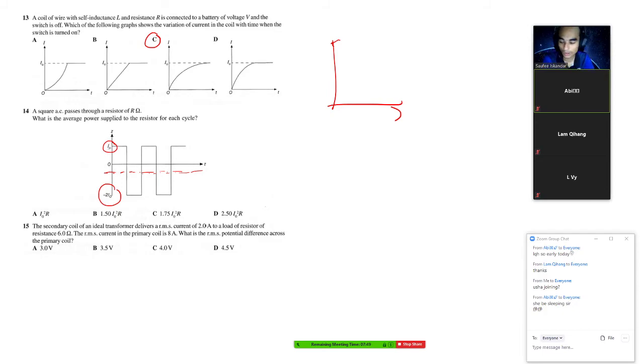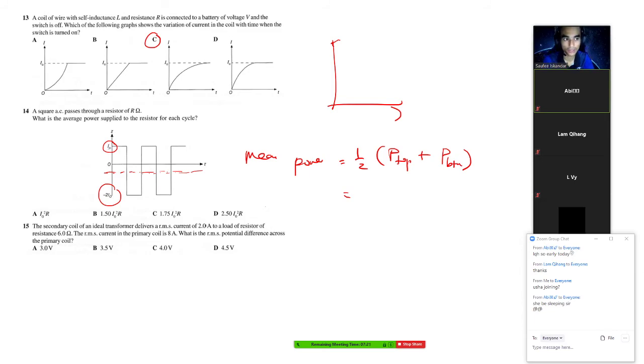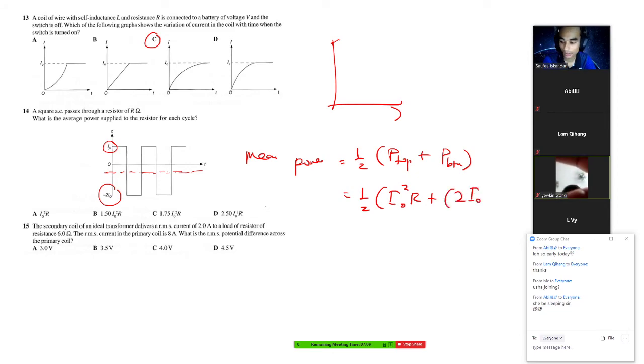So the mean power we have to take from the mean. Mean power equals half times the P on top plus the P on the bottom, then you divide by 2, because you want to take the average between the top and the bottom, the crest and the trough. So half of (I naught squared R plus 2 I naught squared times R). You see that I'm taking the value on top and the bottom. So you have 2.5 I squared R. So the answer is D.